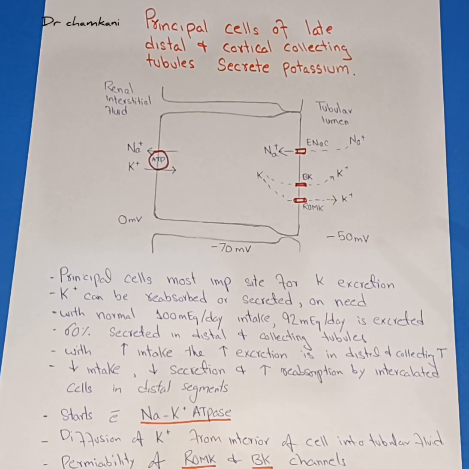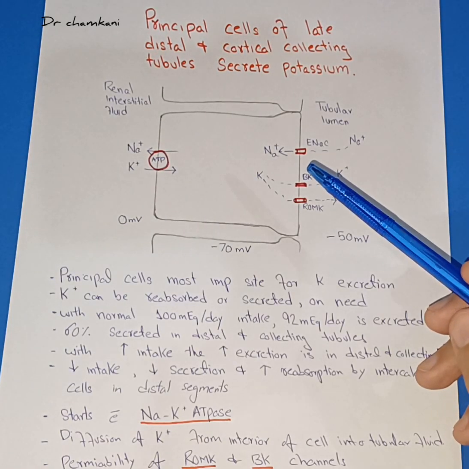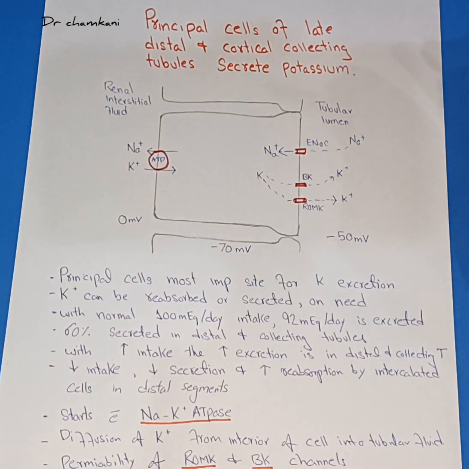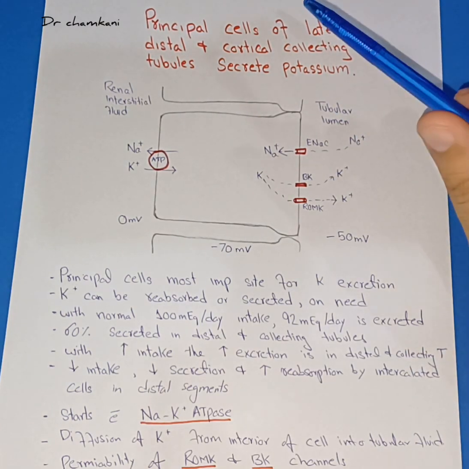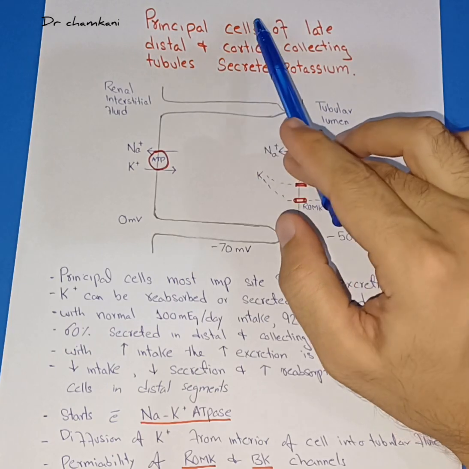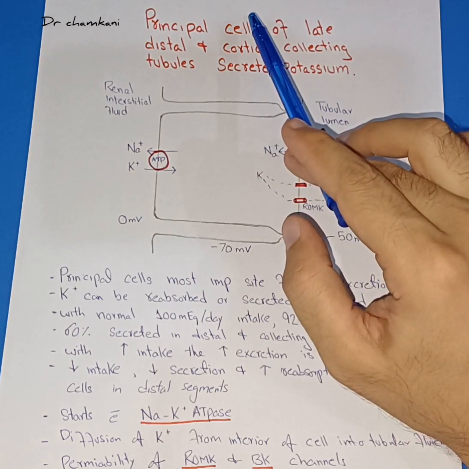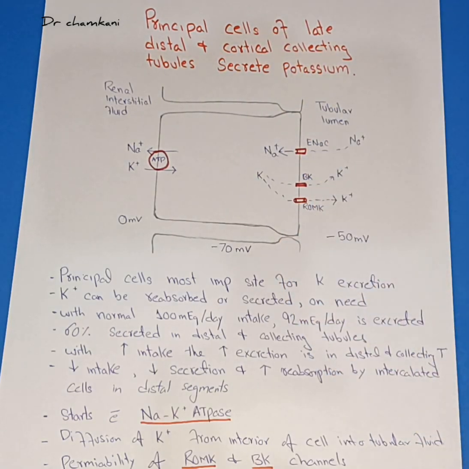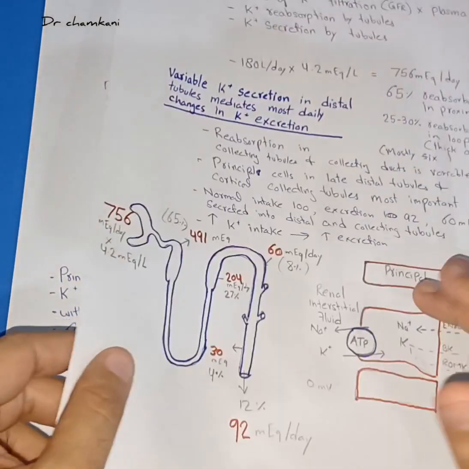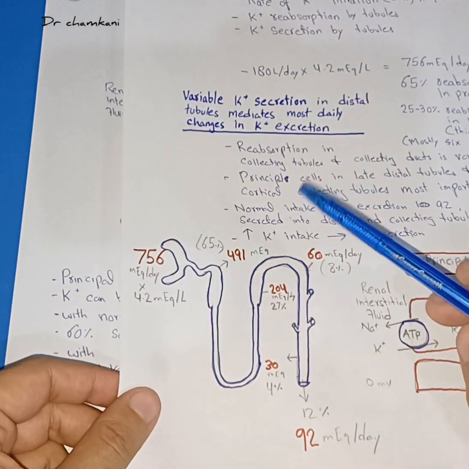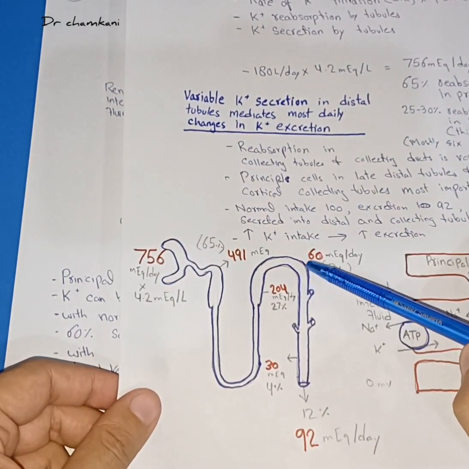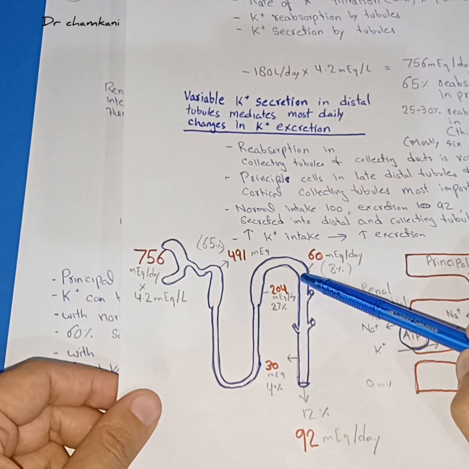Do you know the name of the most important cells in the distal tubules and collecting tubules? You don't know. So the most important cells in the distal tubule and the collecting tubules are the principal cells. They are very important. And why are principal cells important? They are important because they determine whether potassium has to be reabsorbed or secreted into the tubule.